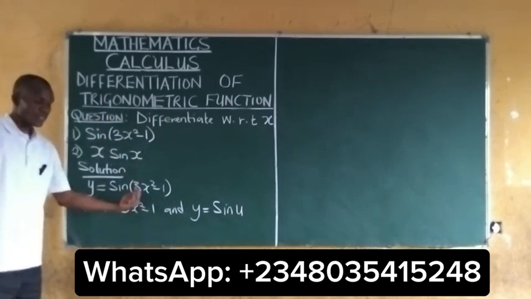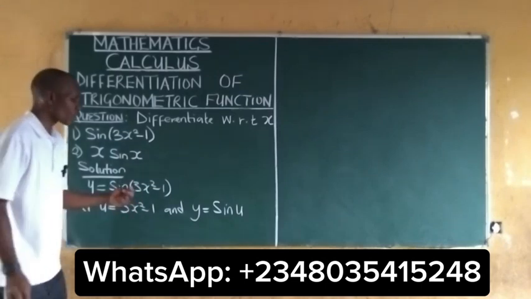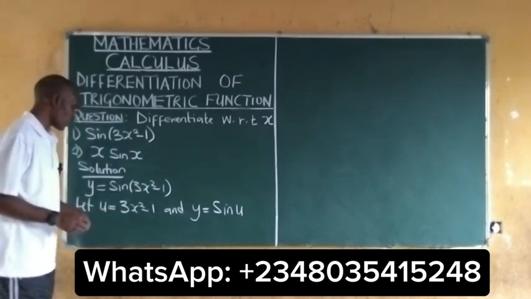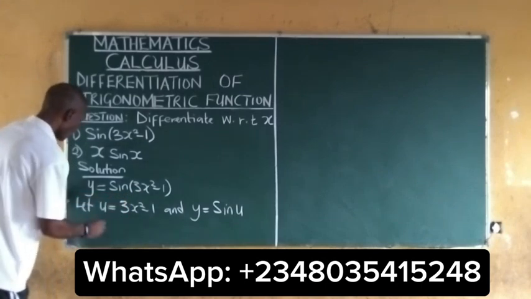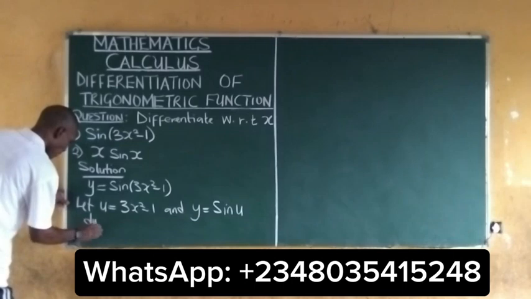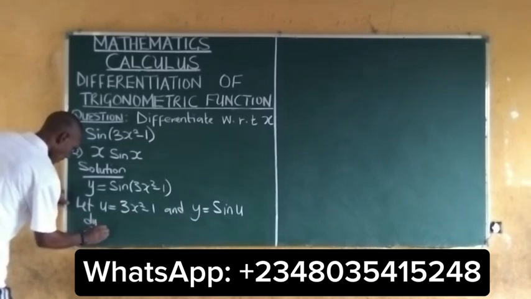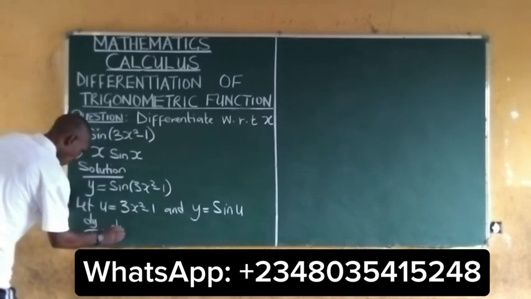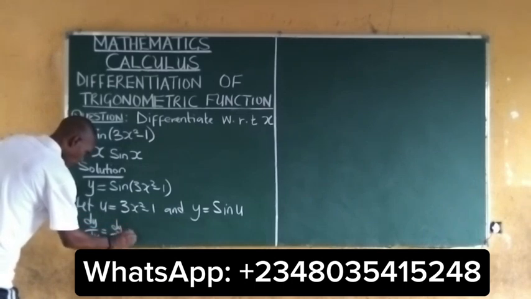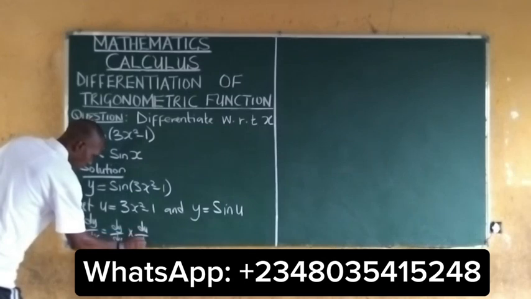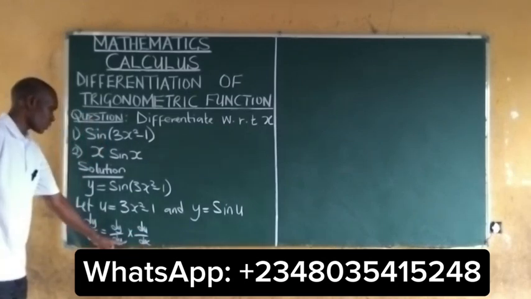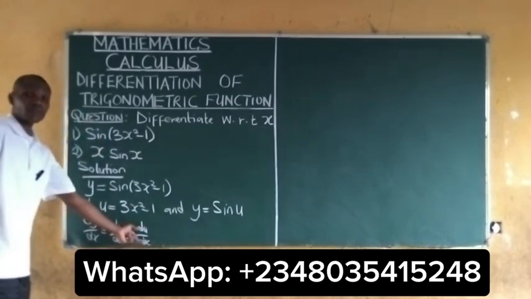So what we are doing is what is called the function of a function method of differentiation, which will now bring us to our differential part to be dy over dx is equal to dy over du multiplied by du over dx. So this is how our final answer will look like.